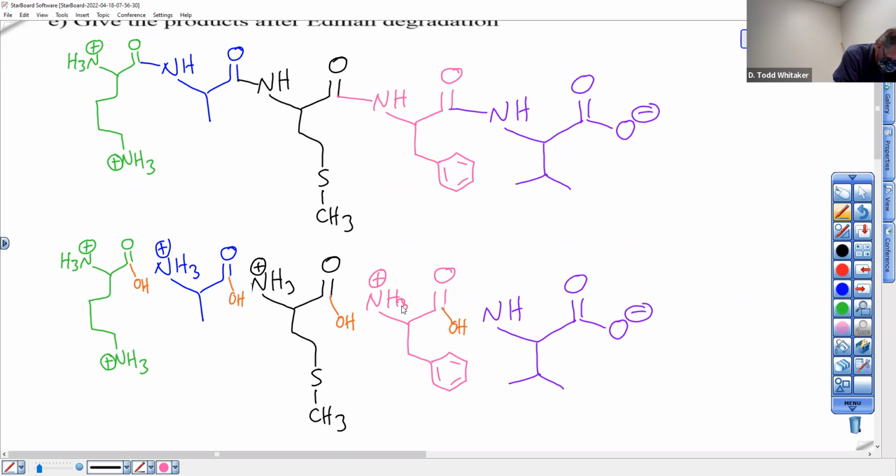And purple. And there is the answer to the product, to answer question A, pentapeptide. B, hydrolysis after 6 molar sulfuric acid in water.